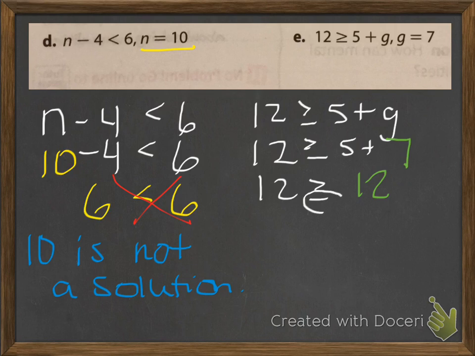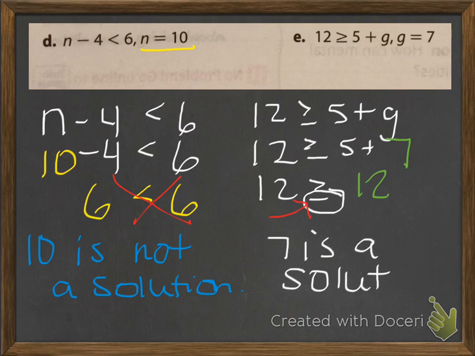And you want to pay, again, close attention to this. Because of this line right here, this makes this a solution. It's true because 12 is, in fact, equal to 12. It's not greater than 12, but it's equal to. And that's what that line right there means. So the answer for this one would be, let's try this again, 7 is a solution. Hopefully you did well with that.